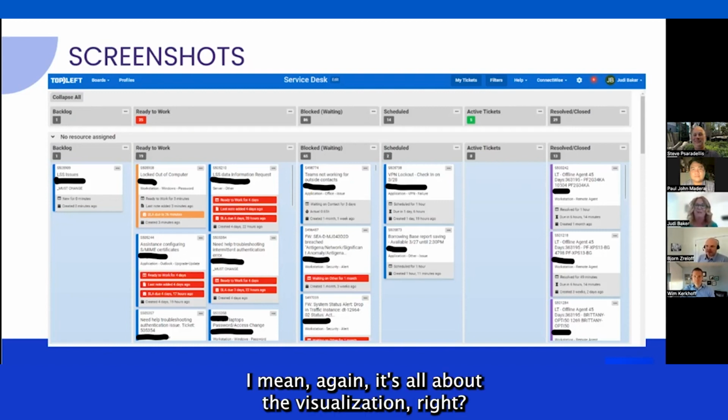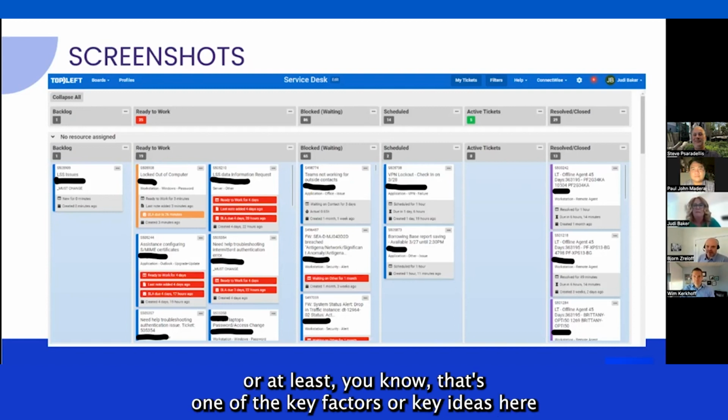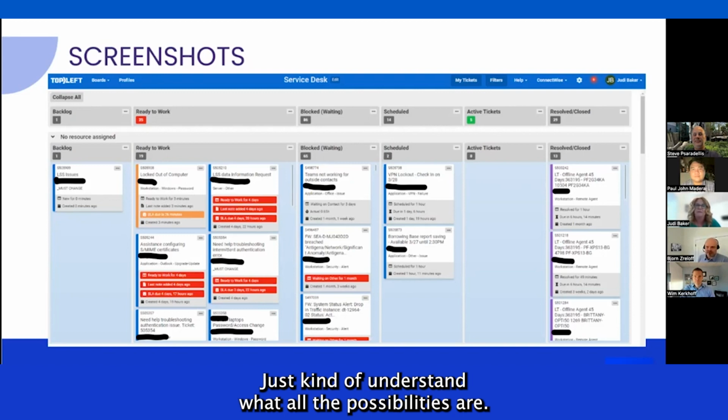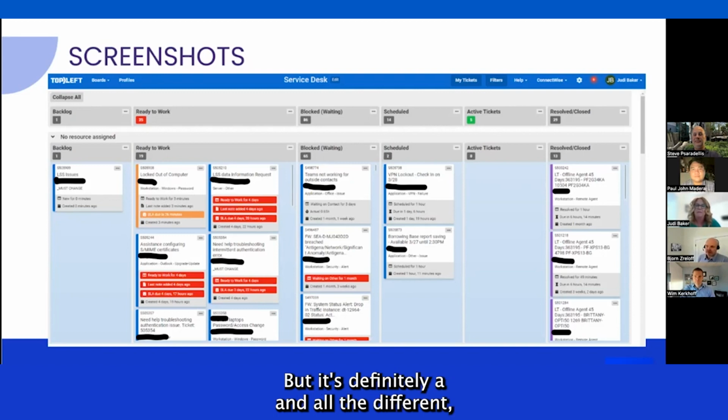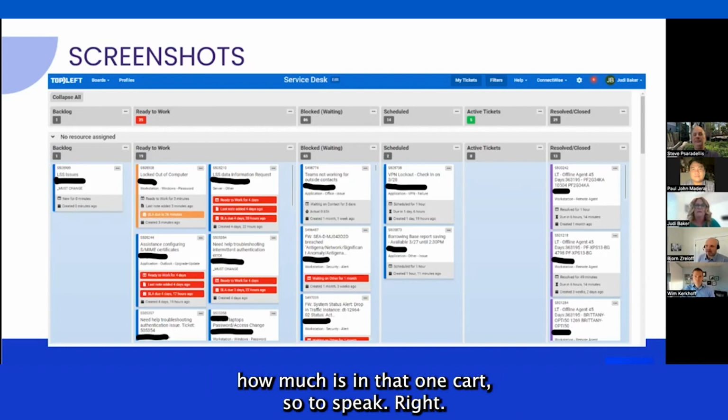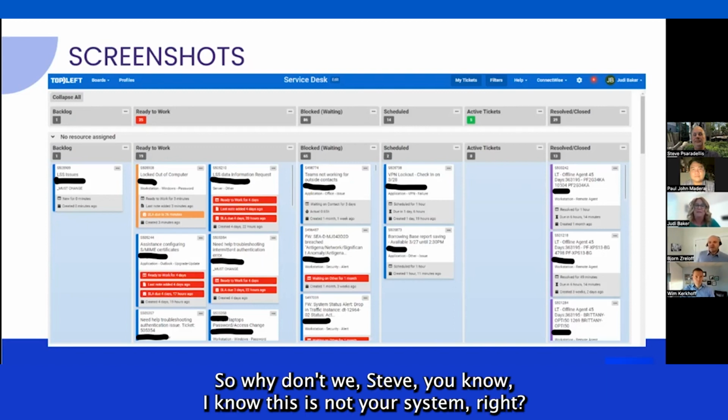I mean, again, it's all about the visualization, right? That's one of the key ideas here: you visually see things, and obviously you need a legend to begin with, just to understand what all the possibilities are, and all the different counters that are important, and the colors. It's amazing how much is in that one card, so to speak, right?